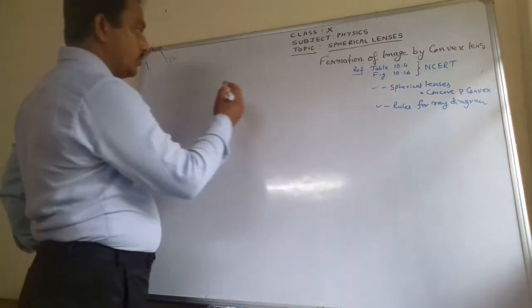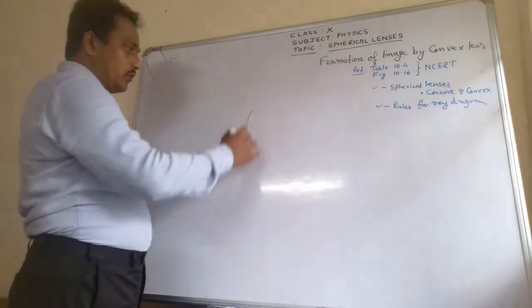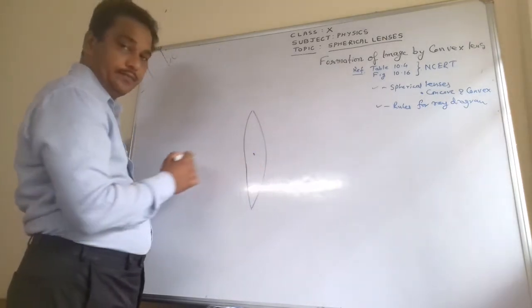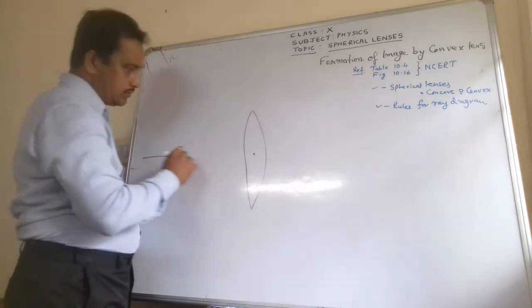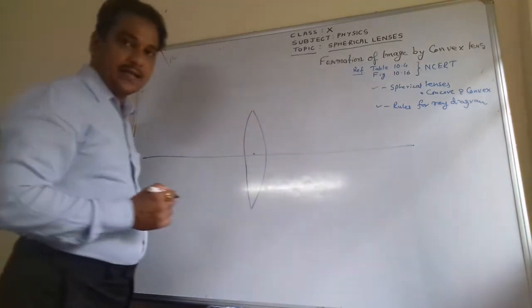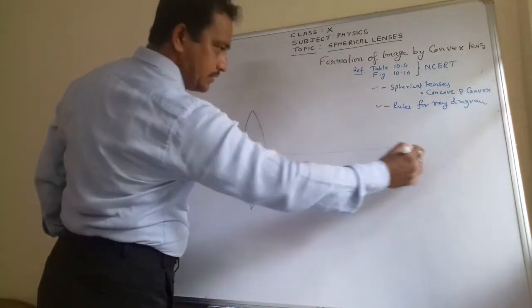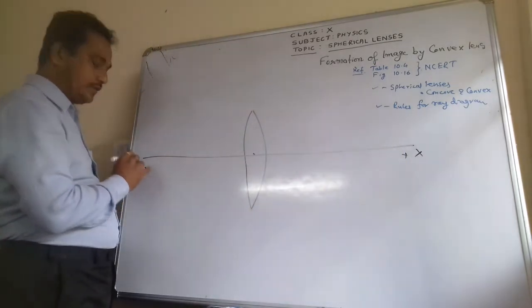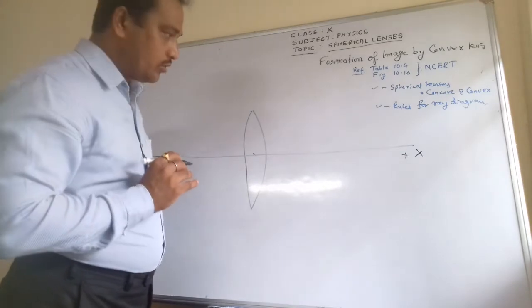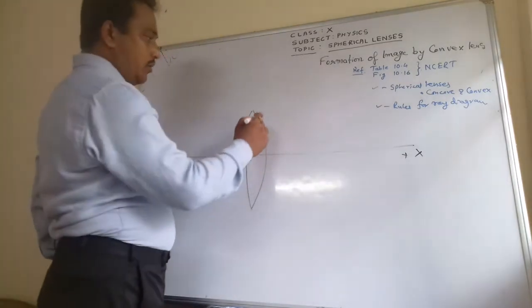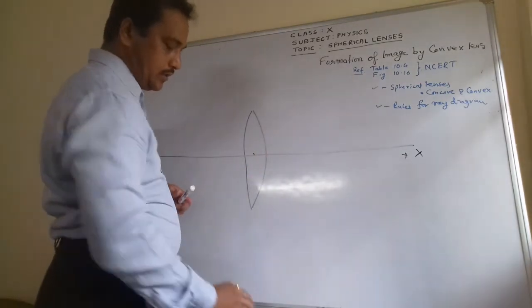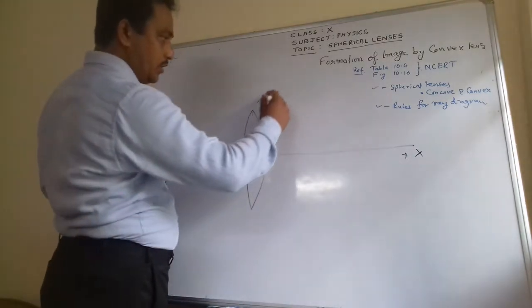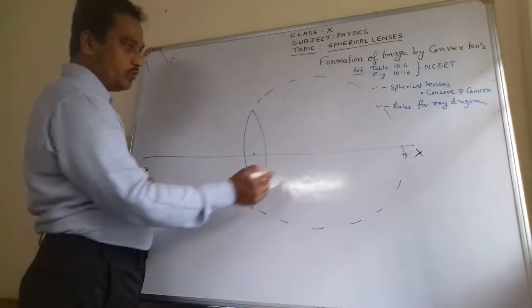So as you are aware, for the convex lens, this is the optic center and this is the line on the x-axis which we call the principal axis, positive x-axis on the right side, negative x-axis on the left side, as on the number line you are aware of. So how many centers of curvature and foci are there? There are two, you are aware of it.